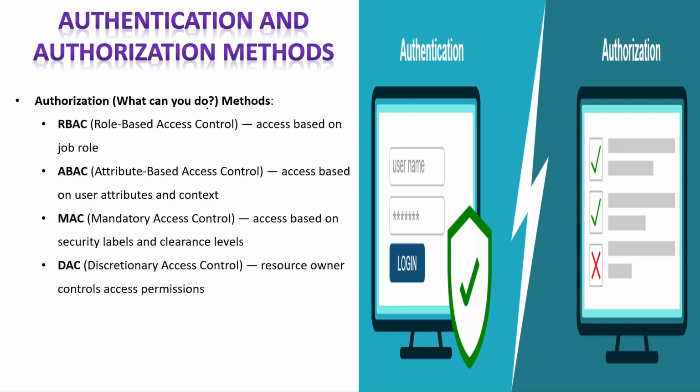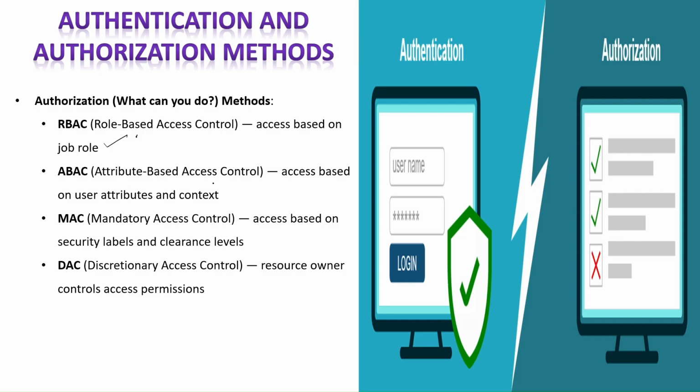What are some authorization methods? So these include RBAC, that is role-based access control, where access is based on the job role. For example, finance users may have a separate role, HR have a different role, IT department have different roles. So based on these requirements, we may have different roles, and users in these departments may be given access according to these roles.